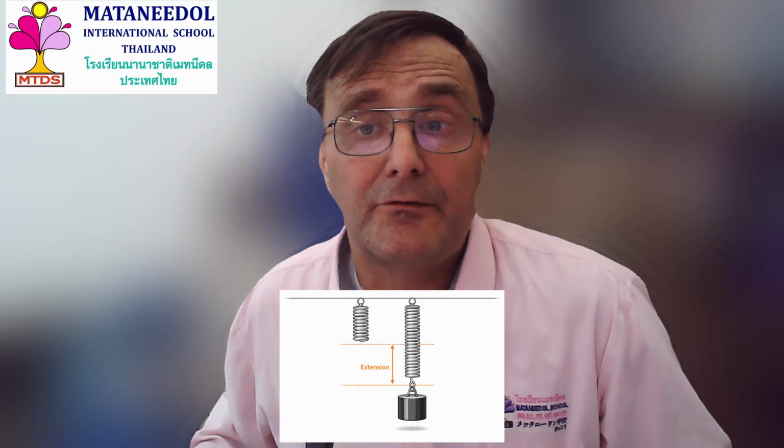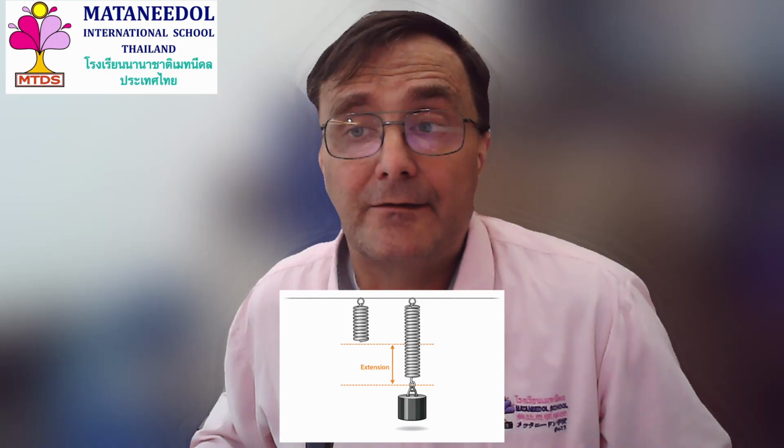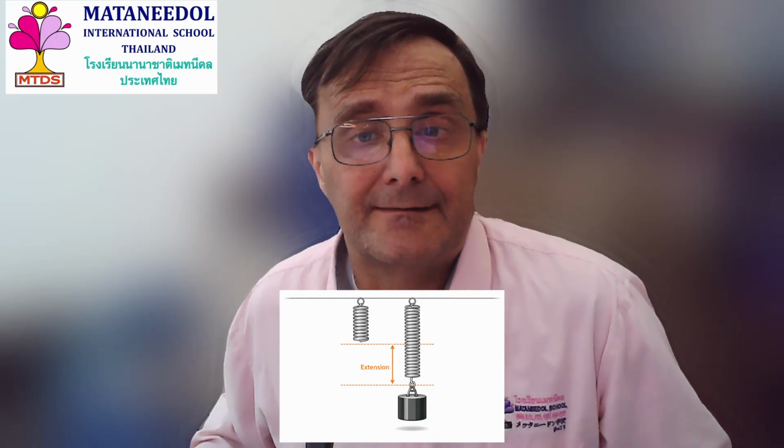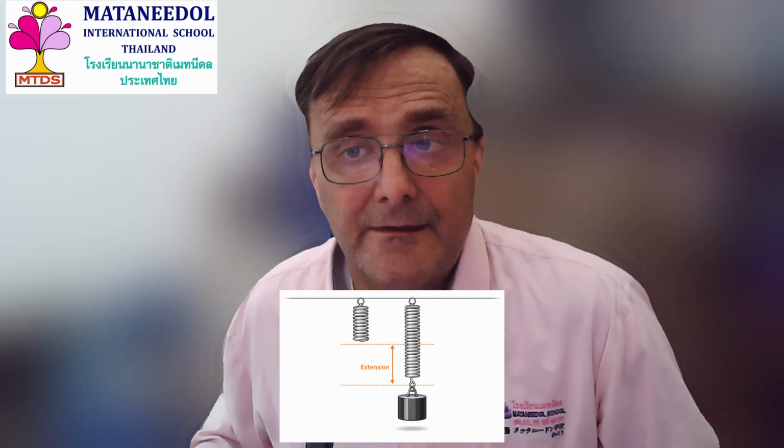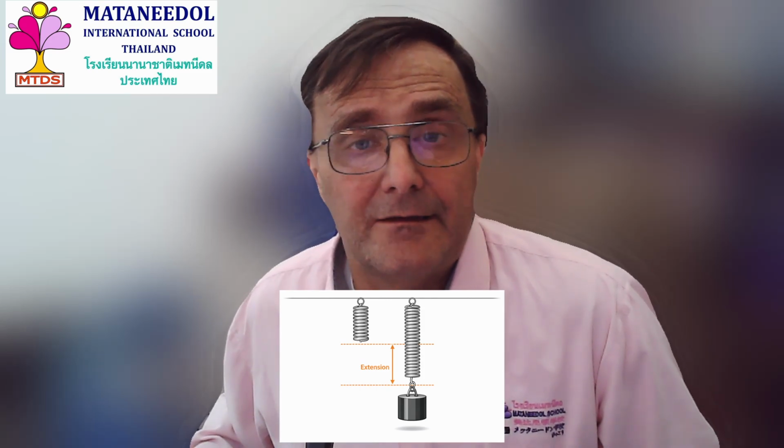To understand this clearly, we need to know a few key terms. First term is extension. Extension means how much longer the spring is compared to its original length. If the spring starts at 10 centimeters and stretches to 14, then the extra length, the extension, is 4 centimeters. Next term is force, which is the push or pull on the spring. We measure force in newtons, often written as the letter N.